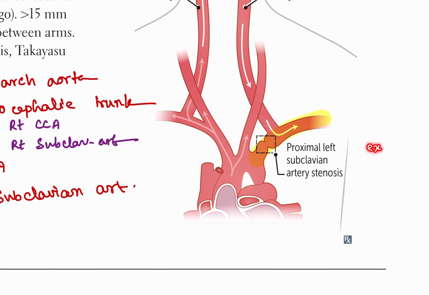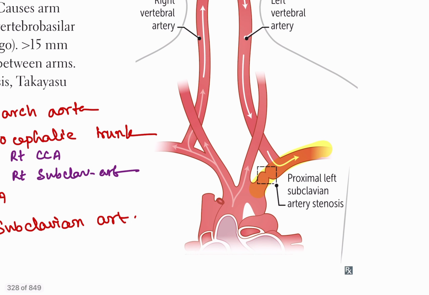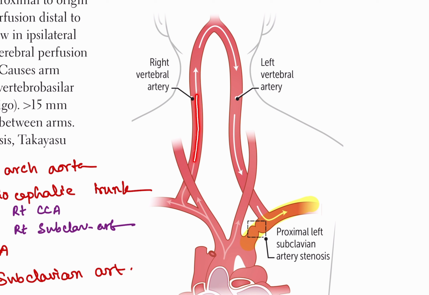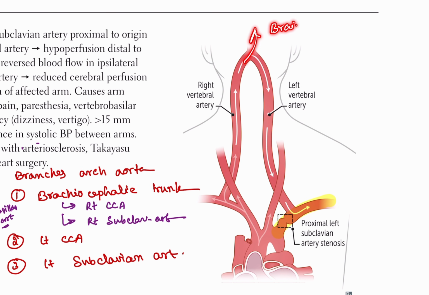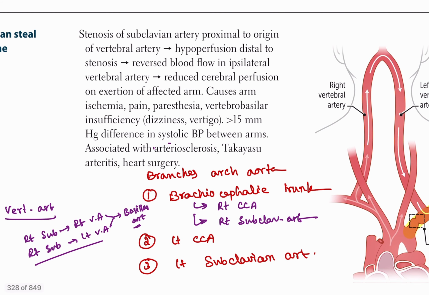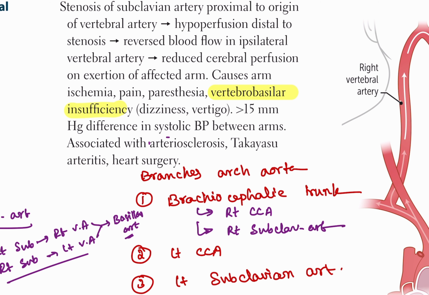When the patient is on exertion, or when there is activity on that ipsilateral side, what happens? The opposite-sided vertebral artery, which is carrying blood to the brain, has its blood diverted to that ipsilateral arm. So the blood that should go to the brain and maintain cerebral perfusion is hampered during the ipsilateral arm activity. The patient will present with vertebrobasilar insufficiency, dizziness and vertigo, and the affected arm will have pain and paresthesia, and there will be ischemia of that arm.